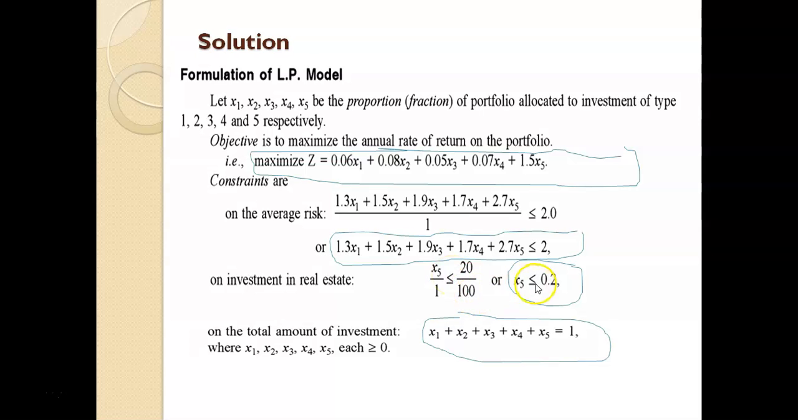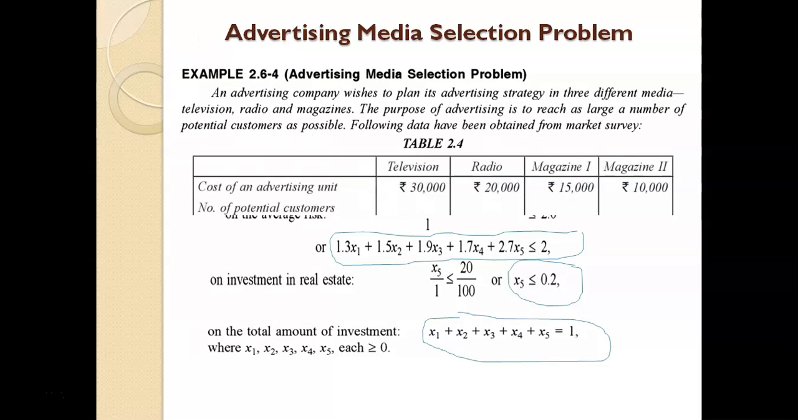So x5 again should be less than or equal to 20%, that is divided by 100, x5 is less than or equal to 0.2. Then the total investment is 1, so the sum of all these investments must be 1. And x1, x2, x3, x4, x5 are greater than or equal to 0. These are the non-negativity restrictions. So this is how an investment problem can be formulated as a linear programming model.